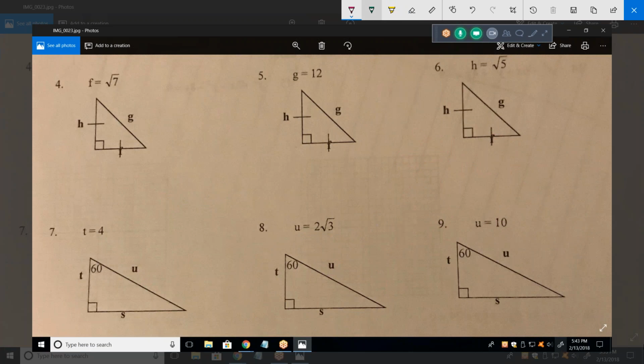One more, number 9. At least one more in our picture here. So the scale factor would be 10 divided by 2, which is 5. So the scale factor is 5. Which means what's t? T would equal 5. Correct. And s? S would be 5 multiplied by root 3, which equals 5 root 3. You got it.